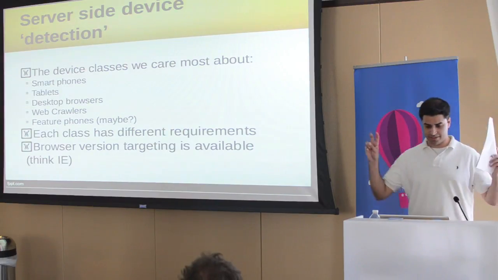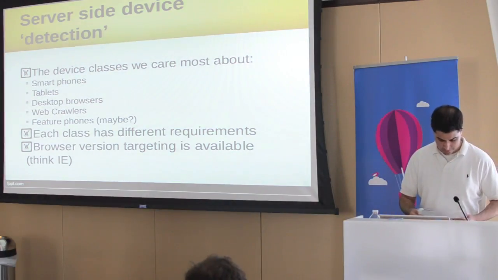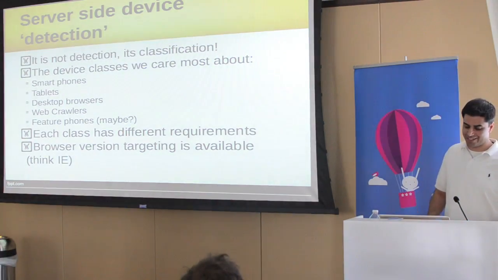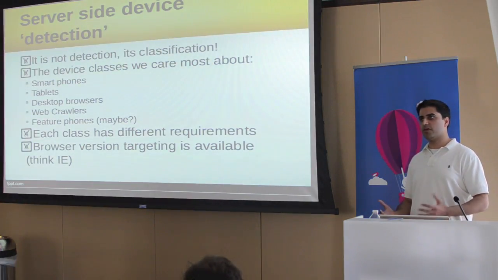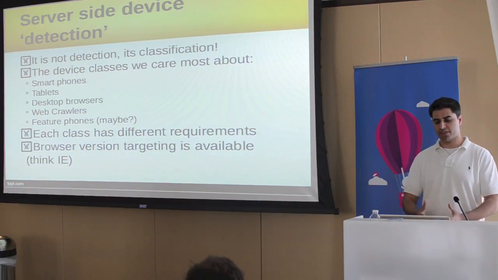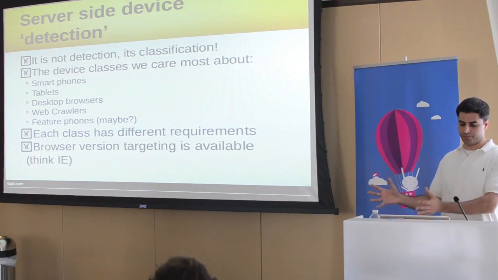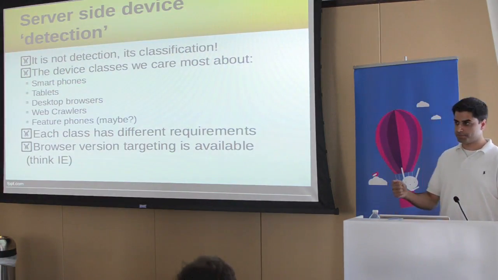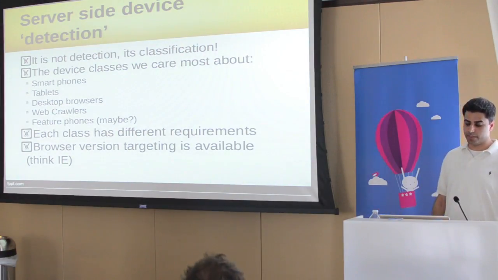So, server-side device detection. Okay, so first of all, it's not detection, it's classification. I call it classification because that's what it is, and it moves us away from saying, oh, this is this device, let's be very specific. Classification is more general: this is the breed or the species or whatever. So the device classes we care most about, in my opinion, are smartphones, tablets, desktop browsers, crawlers, and I have feature phones on there too. So let's think about some of the requirements of these different devices.